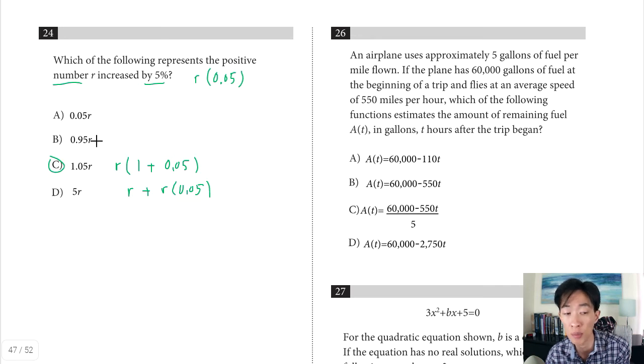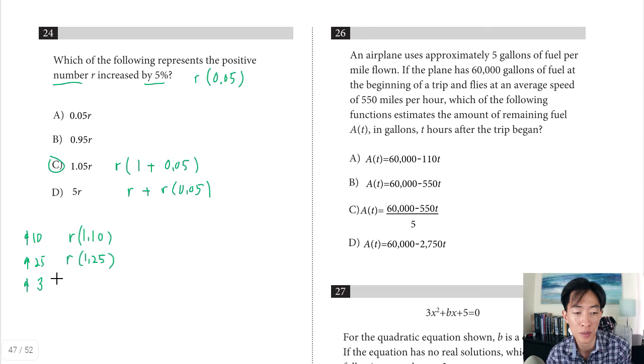So very quickly, let's say you want to increase by 10%. You want to multiply r times 1.1. That'll give an increase in 10%. An increase in 25%, you're going to multiply r times 1.25. An increase in 3% is going to be r times 1.03. An increase in 3.5% is going to be r times 1.035.